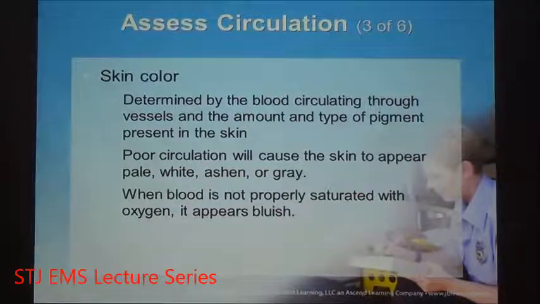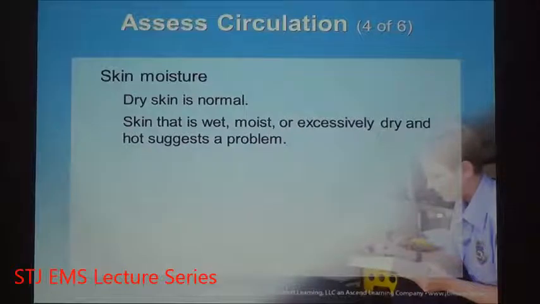So skin color is an important component. And the great thing about that is that we can see it. We can see if a patient is cyanotic, bluish skin. We can feel if they have cold, clammy skin. So we know that there's a problem with hypoperfusion right there during the circulatory check. Dry skin is normal. Wet, moist, excessively dry skin, or hot skin suggests a problem.